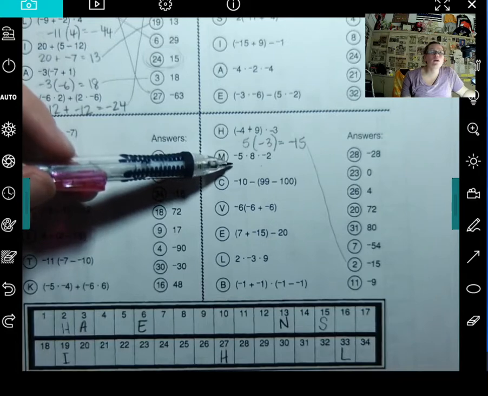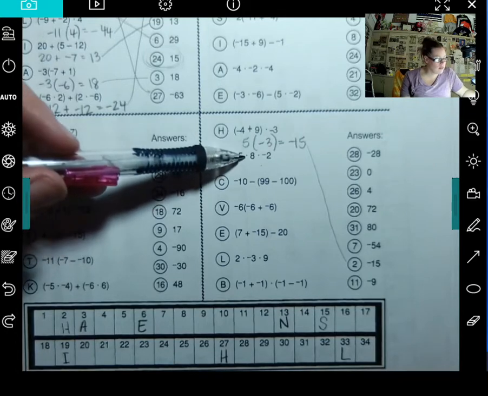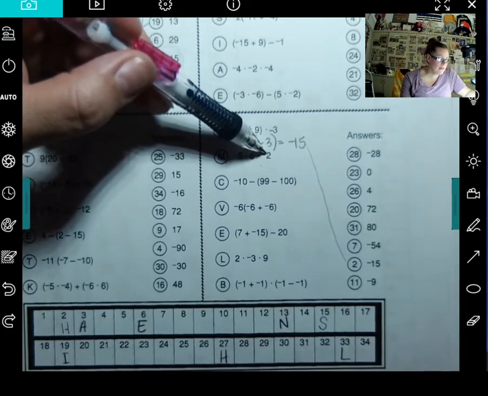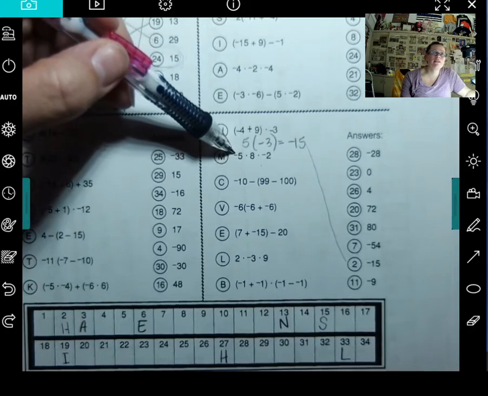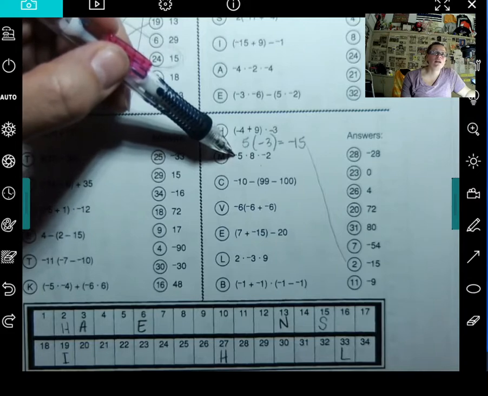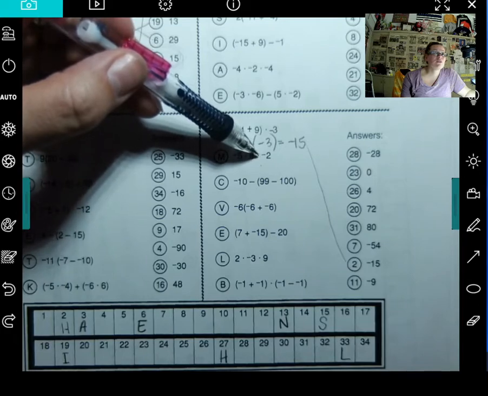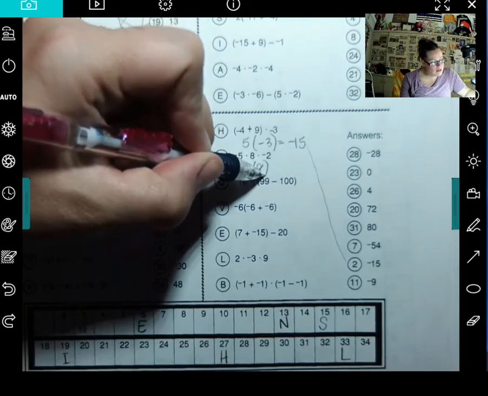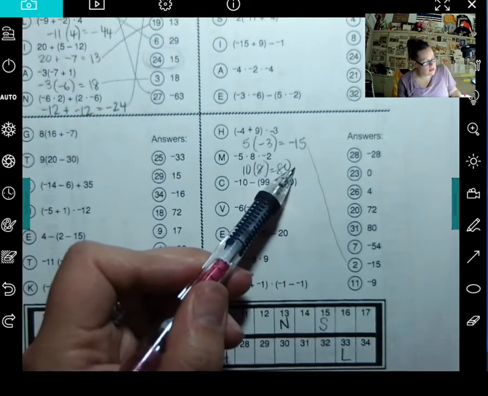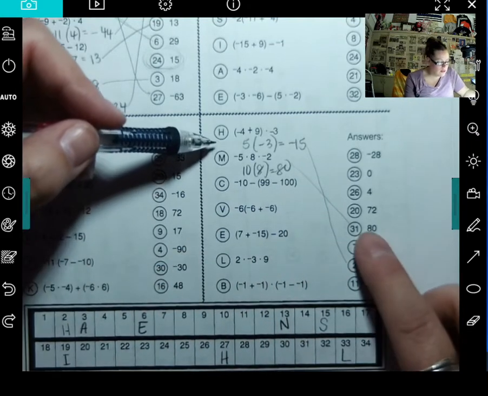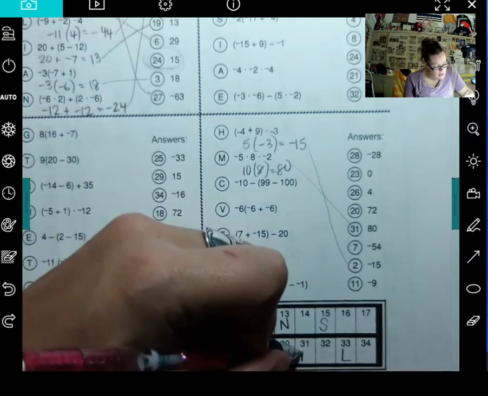This has no parentheses. Wow, what do we do? Well, it's all multiplication, so it doesn't matter which order it goes in. Negative 5 times negative 2 is going to be positive 10. 10 times 8 is 80. You could go negative 5 times 8 is negative 40. Negative 40 times negative 2 is positive 80. It doesn't matter which order you write it in. You should just know that you get 80 as your answer. So 80 matches, 31 has the letter M.